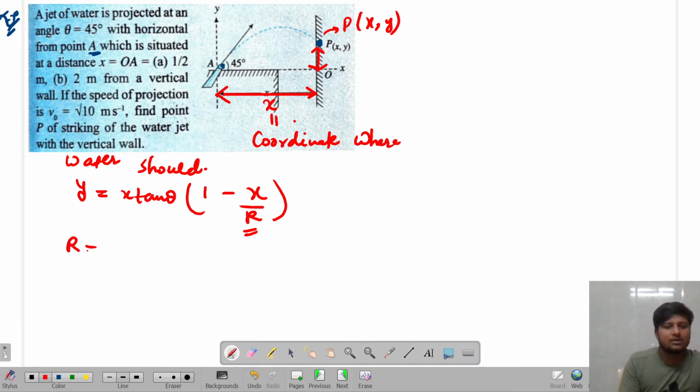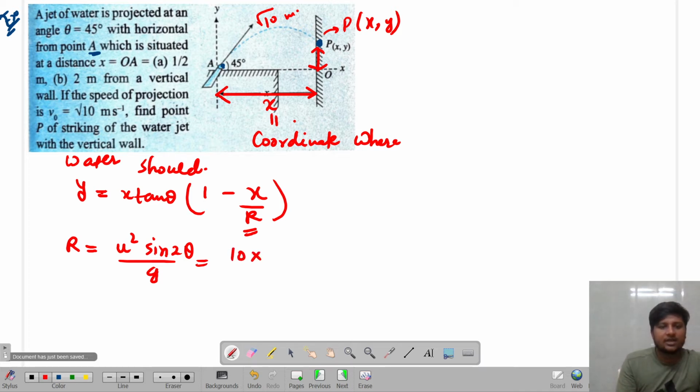So what is the formula? U square sine 2 theta upon g. Yes or no? Now u is what? Initial velocity is root 10 meter per second. So that is 10 sine 2 theta, meaning sine 90 degrees, divided by g, which is 10. So what is the range of the particle?